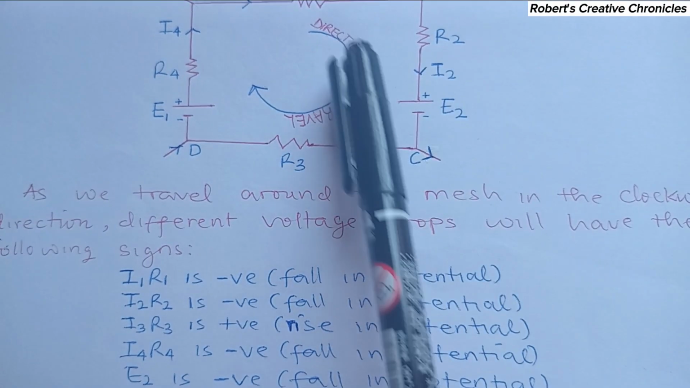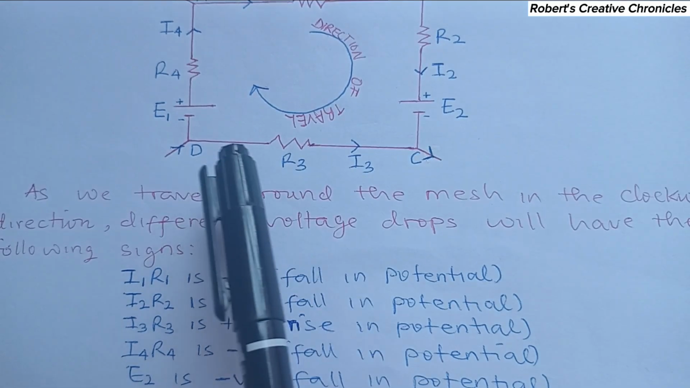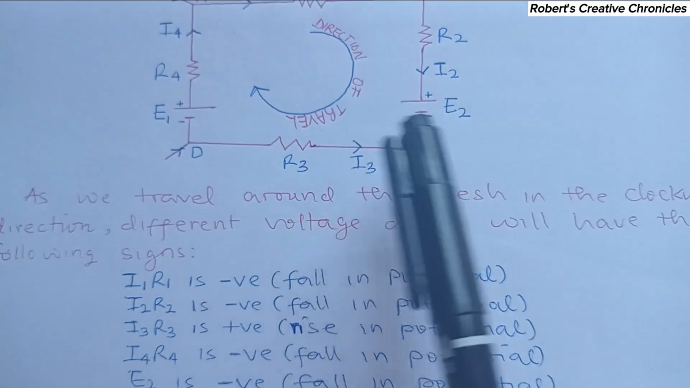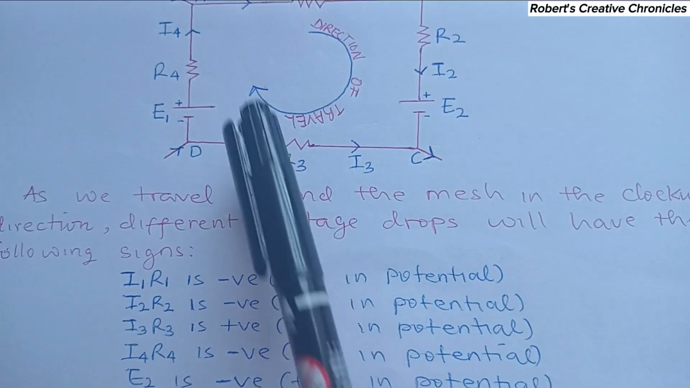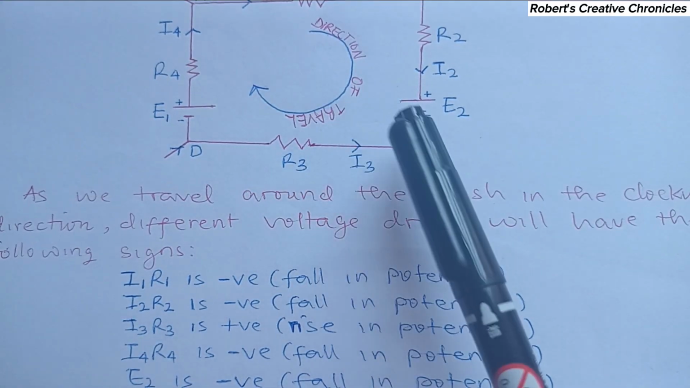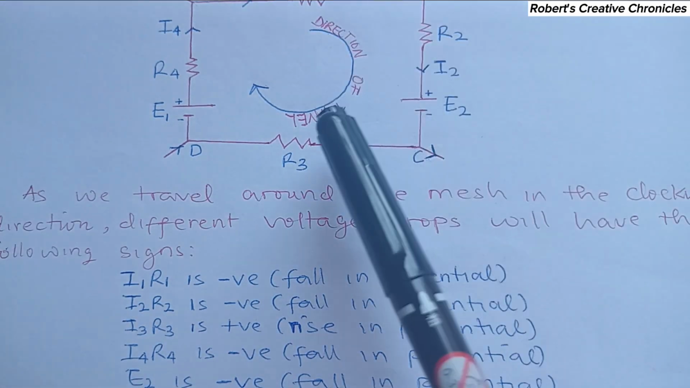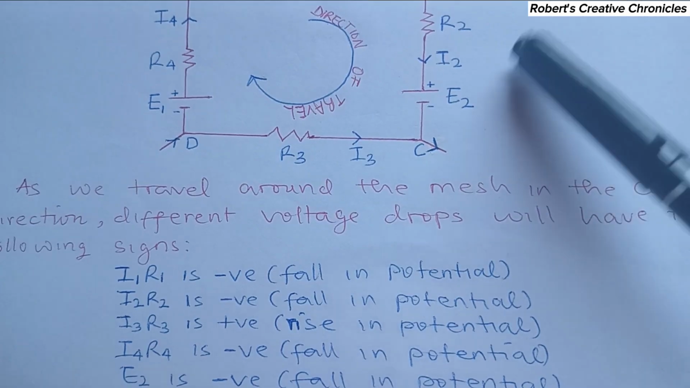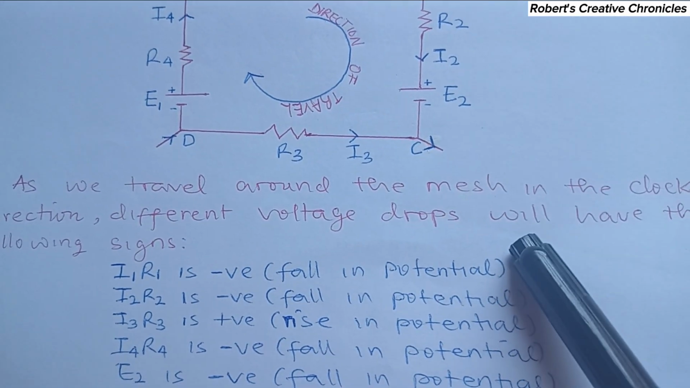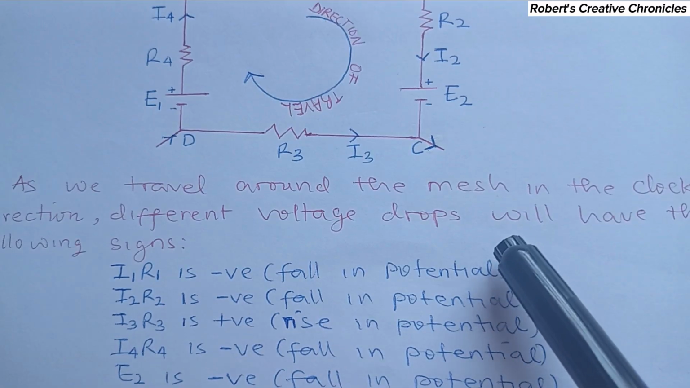And if your direction of travel is the same as the direction of current, that means you are moving from higher to lower potential. You are following the current in its direction. But if you are moving against that direction, that means you are moving from lower to higher potential. So these are the three things I want you to take note of when applying KVL.